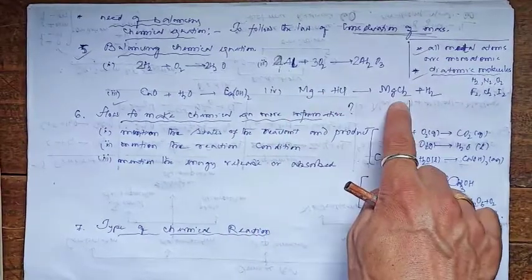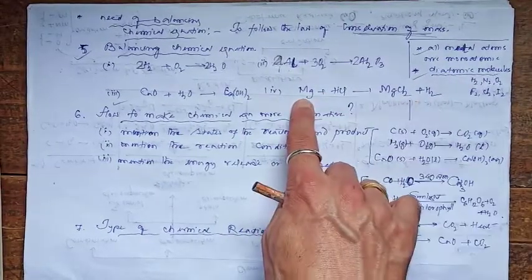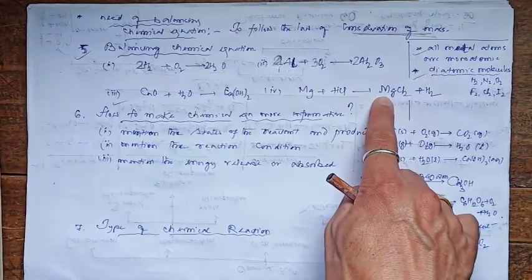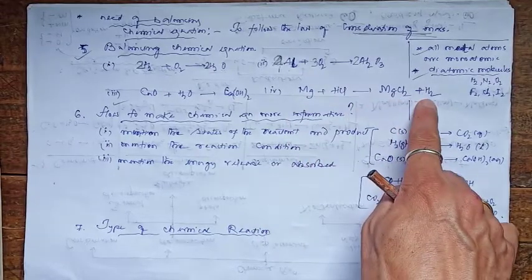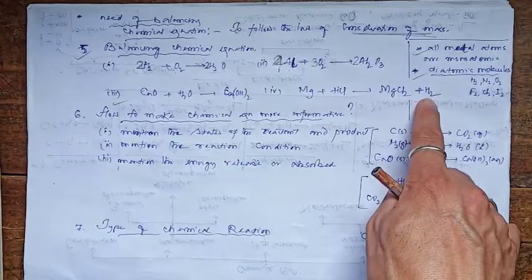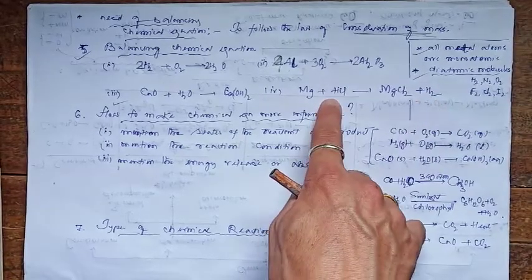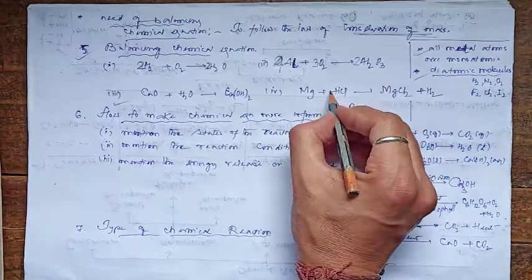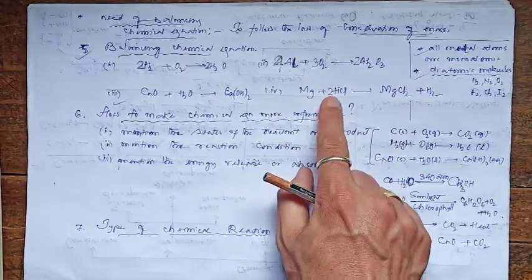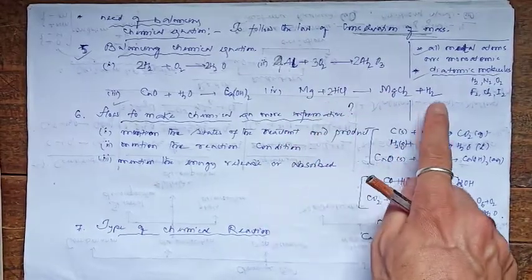Magnesium plus HCl gives magnesium chloride plus hydrogen. We have 1 magnesium, 1 magnesium. Magnesium atom is balanced. Hydrogen 1, hydrogen 2. So we don't have hydrogen 2 on the right hand side, so we should make hydrogen 2 on the left hand side as well. So make this 2. So now magnesium 1, 2 hydrogen, 2 hydrogen.